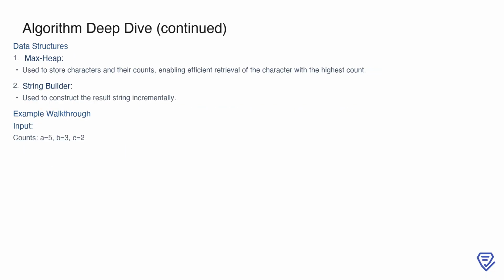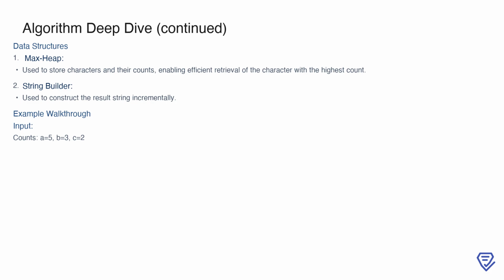To implement this approach, we rely on 2 key data structures. The first is a max heap, which stores each character along with its remaining count. This structure allows for efficient selection and updating of the character with the highest count. The second is a string builder, used to incrementally construct the result string. Together, these tools provide the foundation for the greedy algorithm.